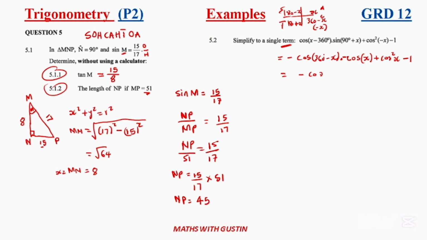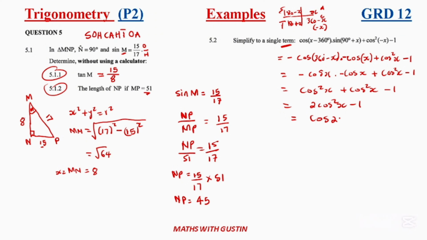So you're going to have negative cos x here, and also negative cos here, which will be cos times cos. Then you've got a positive, cos squared x minus 1. So negative cos times negative cos gives me positive cos squared x, plus cos squared x minus 1. Therefore cos squared plus cos squared is 2 cos squared x minus 1, which is equal to cos 2x, which is an identity, right? And that's how you would deal with a question like this one.